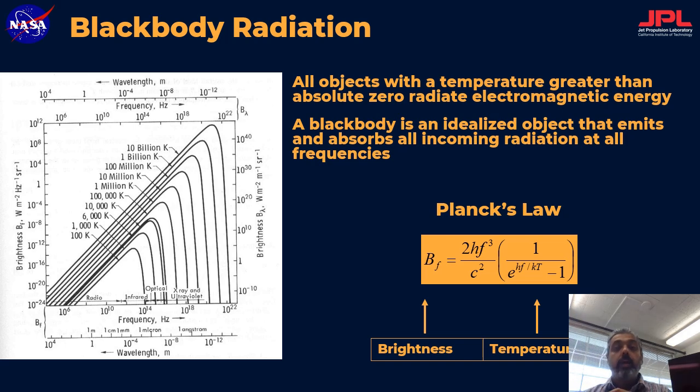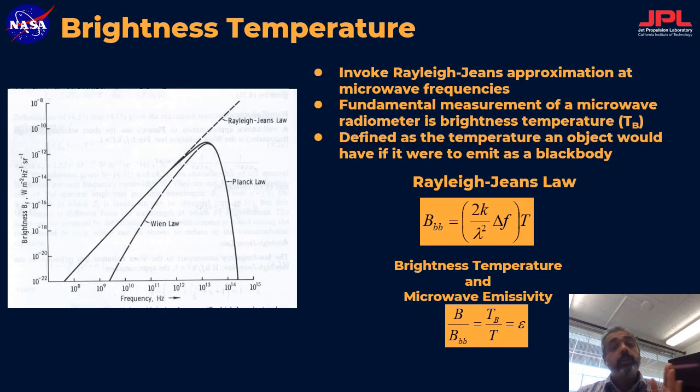IR, visible, everything. Planck's law talks about a perfect black body. A black body is a perfect absorber and emitter, and if it were a perfect black body at that temperature, what would its emissions be? That's shown by that frequency below. You can see brightness on the left, and the T on the right side is the physical temperature that dominates it. So where does microwave come in? We come as an approximation on one side of Planck's law, which is called the Rayleigh-Jeans law. It's an approximation on one side of Planck's law.